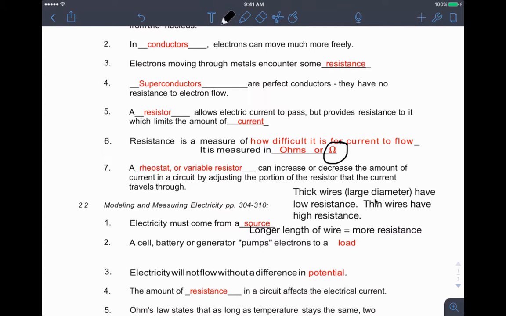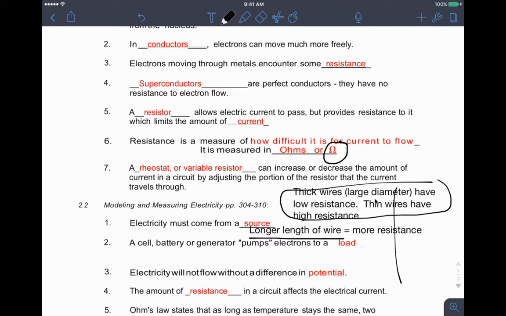Two other quick things about resistance. Thick wires have low resistance, and thin wires have high resistance. In thick wires, there's more area for electrons to maneuver through the metal. But really thin wires, like the thin wires in your toaster or in a light bulb, have really, really high resistance, so they generate a lot of heat for good purposes. The other is that longer lengths of wire have more resistance than shorter lengths. If you have a really long length of wire, the electrons and current have to pass through a greater distance.